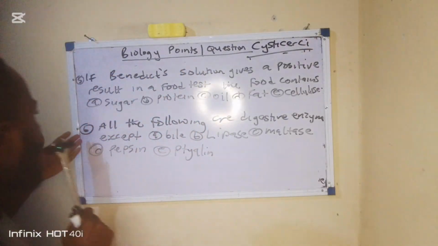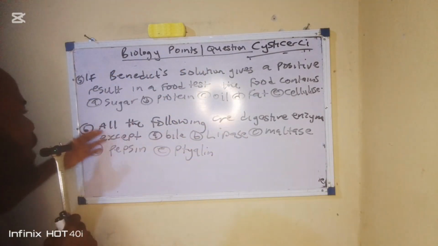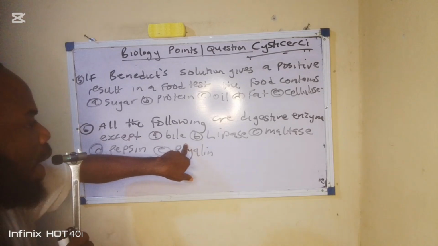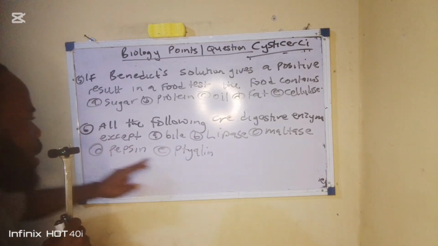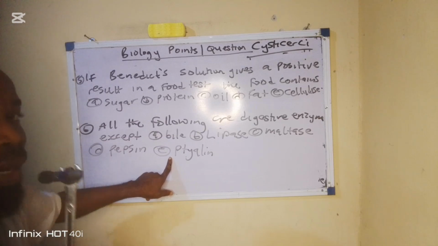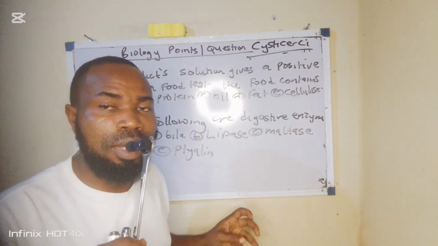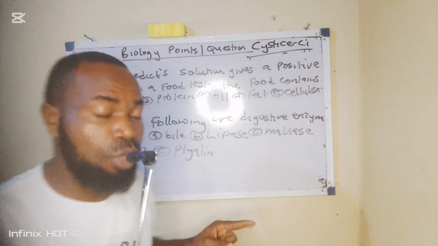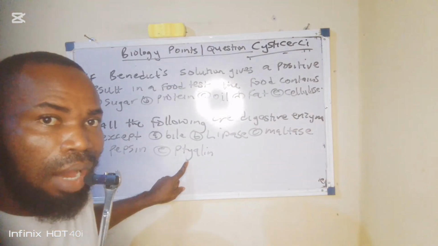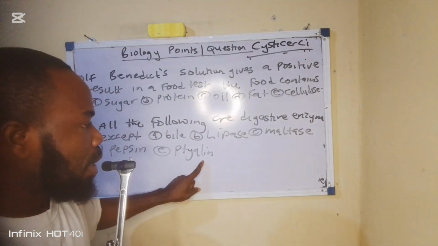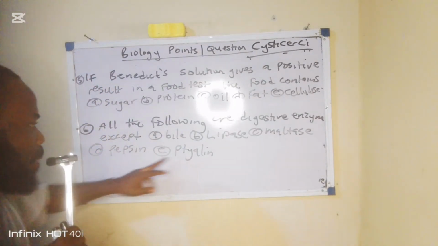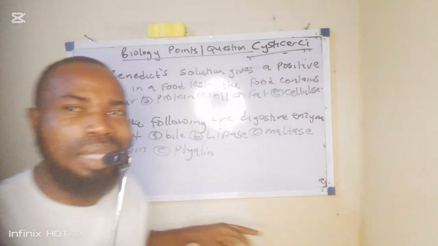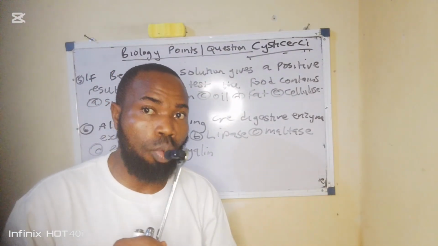Now coming back, all the following are digestive enzymes except bile. Let me take the options: bile, lipase, maltase, pepsin, and ptyalin. Now coming back to this, remember, food digestion starts from the mouth, and there's an enzyme in the saliva known as ptyalin, which is also called salivary amylase. Now this salivary amylase, which is ptyalin, helps to break down starch to maltose. So this guy is an enzyme here. Pepsin, of course, is an enzyme that is found in the gastric juice, which is in the stomach.